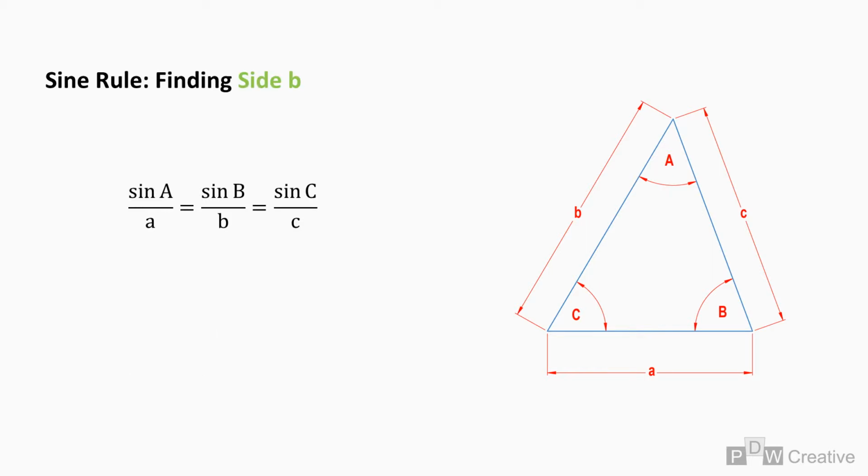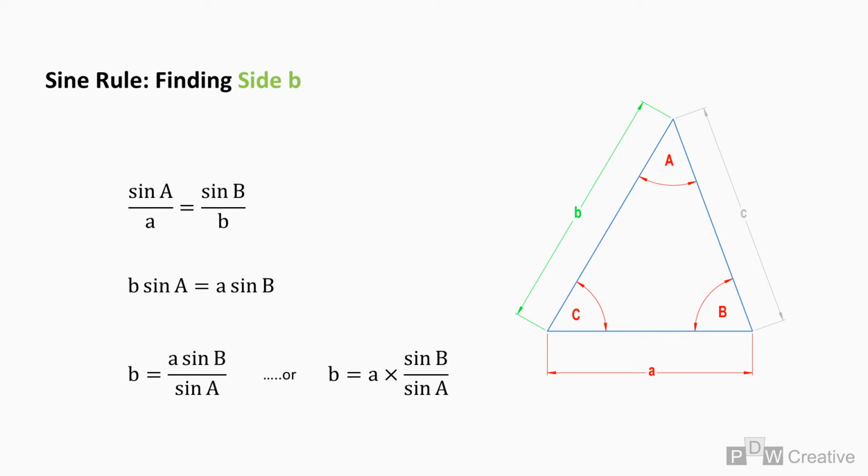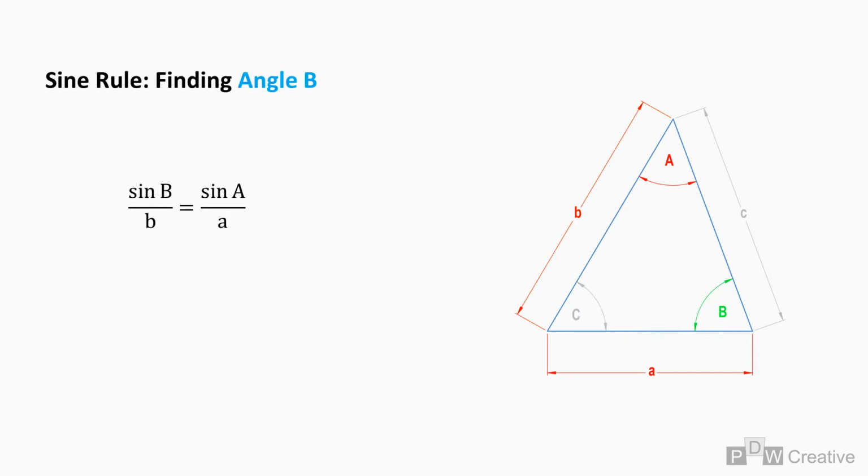So let's use the sine rule to find side B. We can isolate part of the equation and disregard unknown or unnecessary variables, in this case angle C and side C. Rearranging, we can invert A and B. We can then isolate B by making A sine B divisible by sine A.